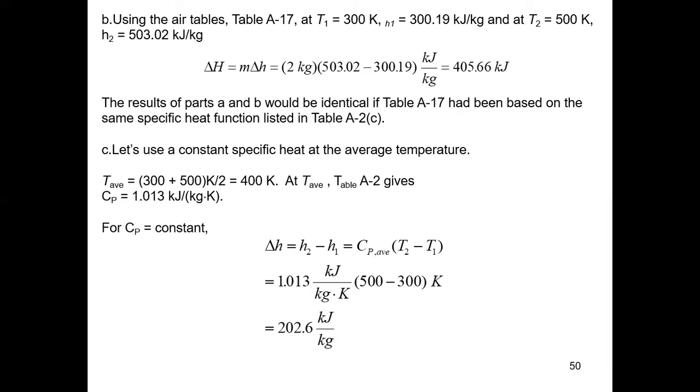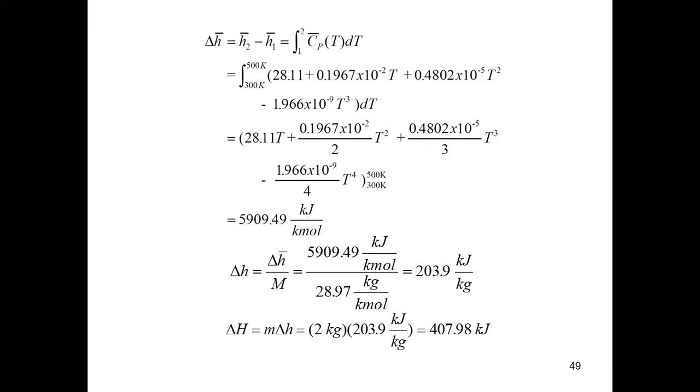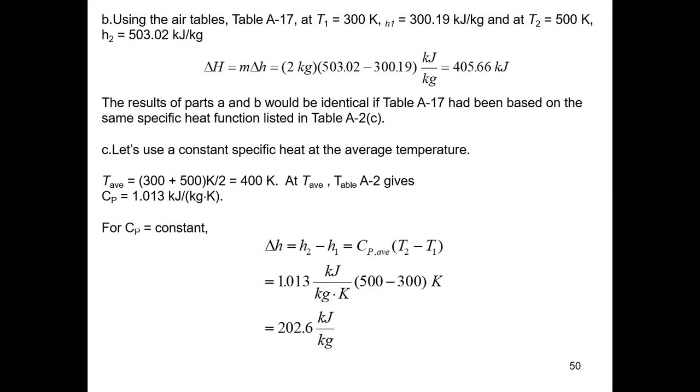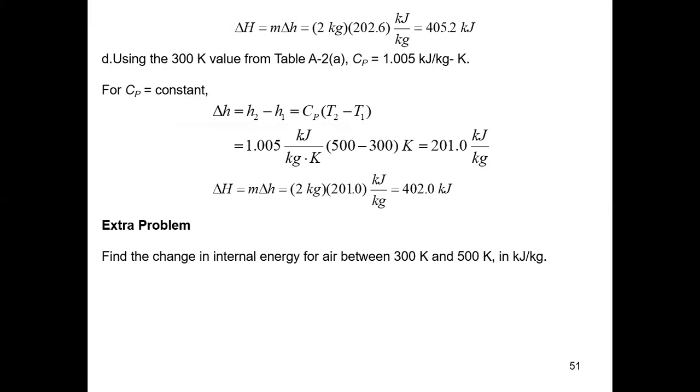So there are three different processes and three different kinds of work. The change in internal energy, the first one was 407.98 kilojoule. Part B comes close, 405.66. And what about part C? Constant specific heat at average temperature. So what is it coming out to? That's also coming close. The net change in enthalpy is coming close, 405.2, and part D is also coming close. So everything is close depending on which process you use.